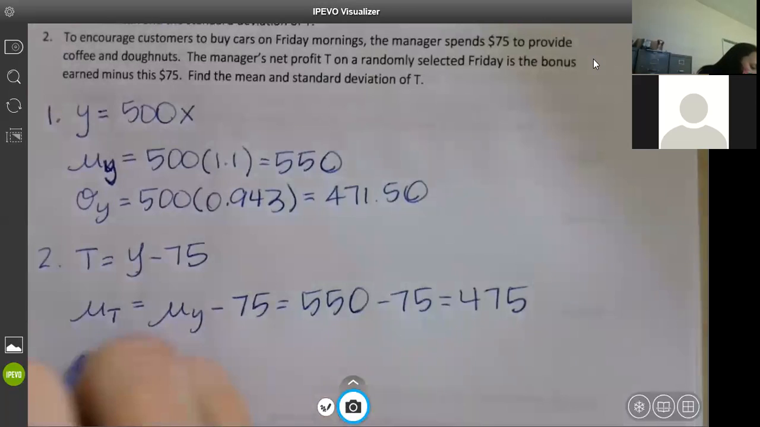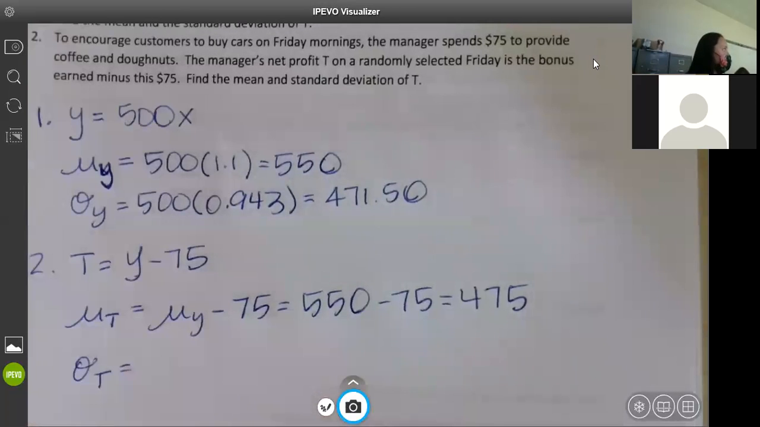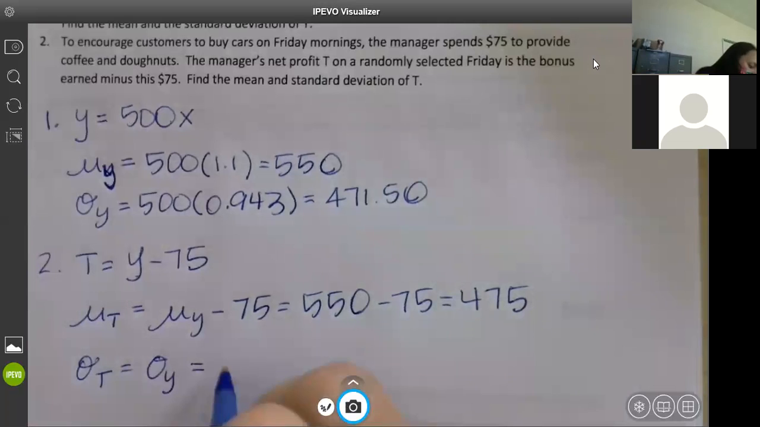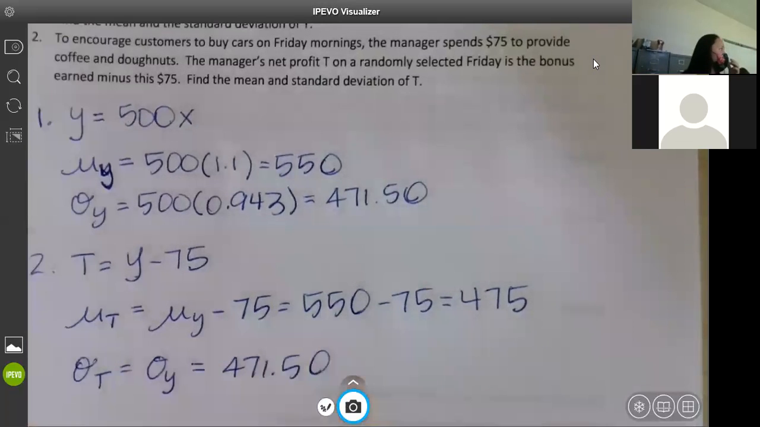All right. Standard deviation of T, is standard deviation affected by add or subtract? It will not change, so it's just equal to the Y, which was 471.50. It is not affected. If you need to put that on your notes, please write that on your notes. That's your check your understanding.